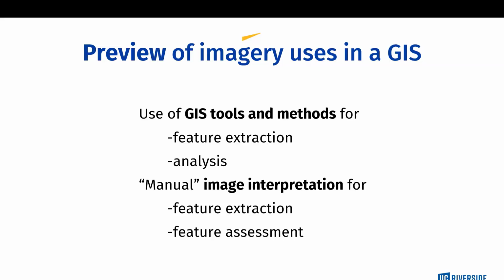One is using GIS tools and methods, also AI more and more, for doing things like extracting features from imagery and doing analysis. Again, those rasters have a number associated with them, so we can do all kinds of calculations with those numbers. The other way that we use imagery is, again, by somebody using their brain and looking at the image and relying on their knowledge to be able to extract features and also assess features.